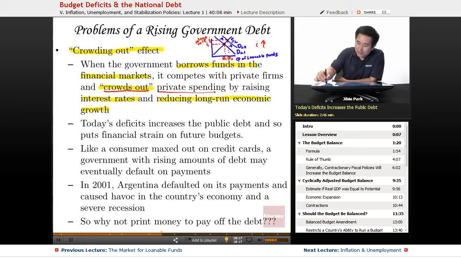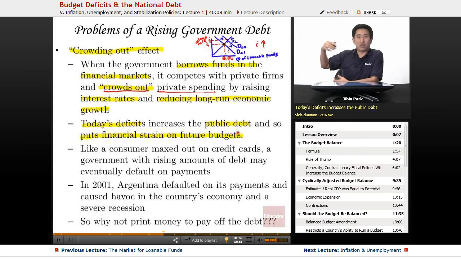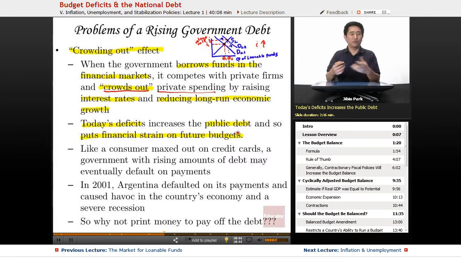So today's deficits increase the public debt, and so it puts financial strain on future budgets. So if you're constantly running a budget deficit year in, year out, then there's going to be strain on the future. There's an opportunity cost because future payments that could be made elsewhere are going to be made on the interest on the debt.